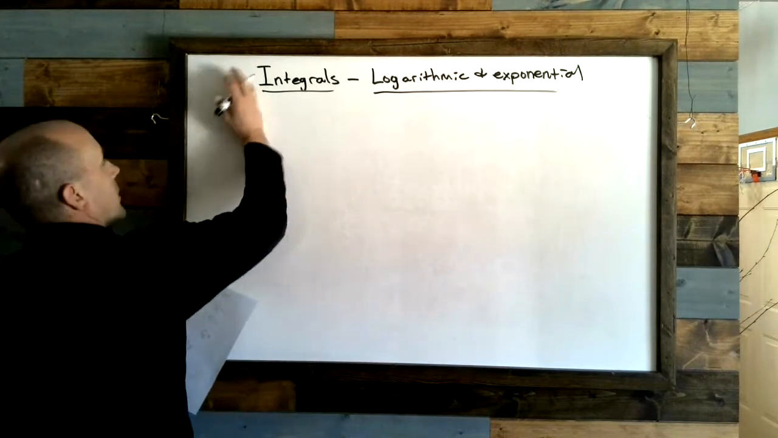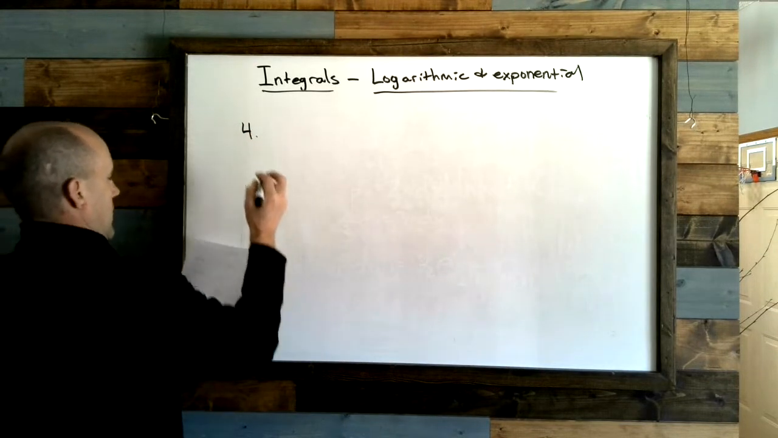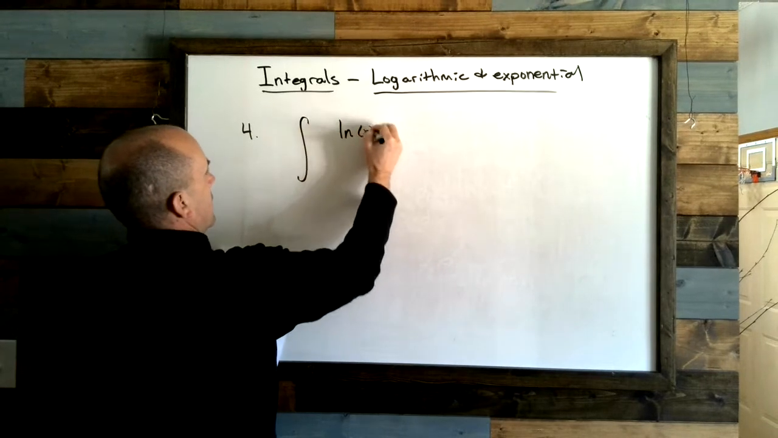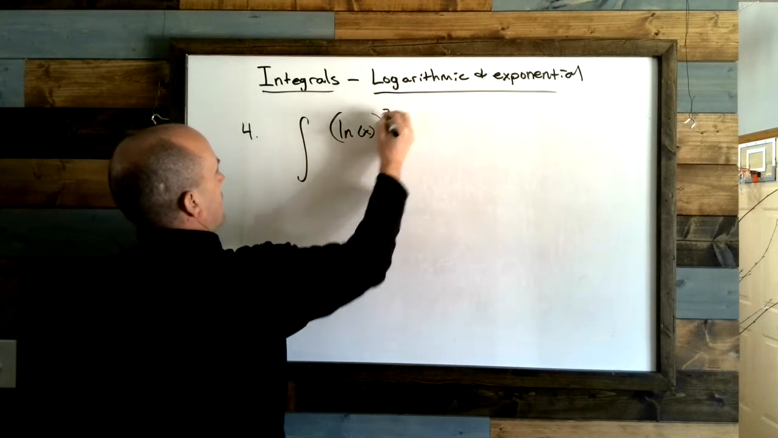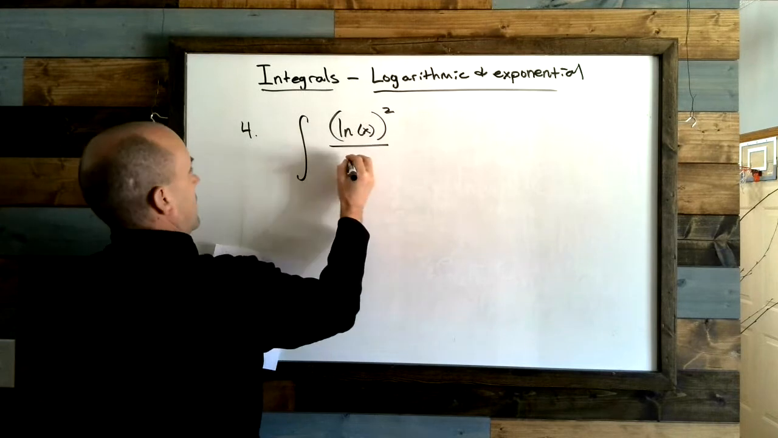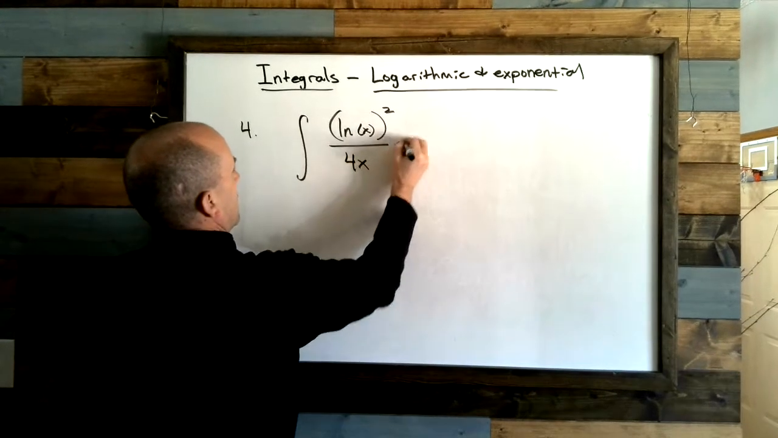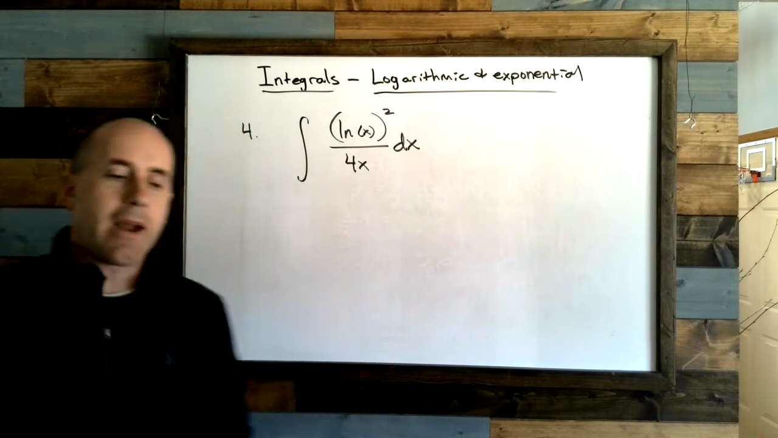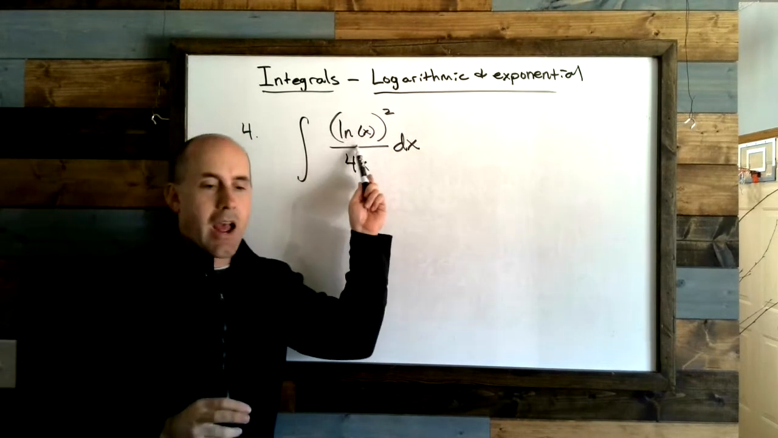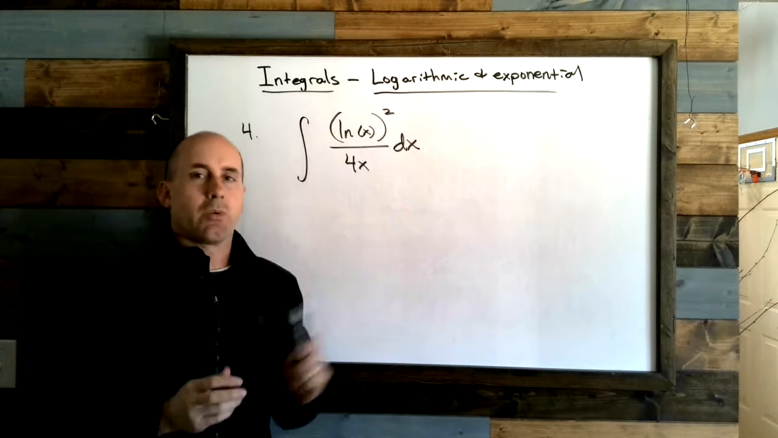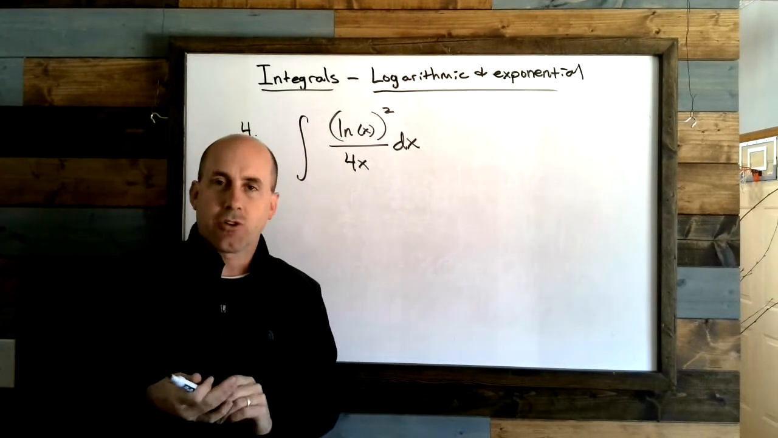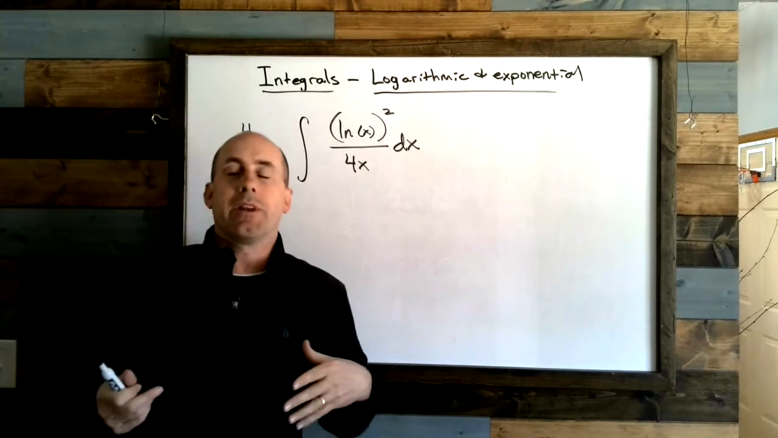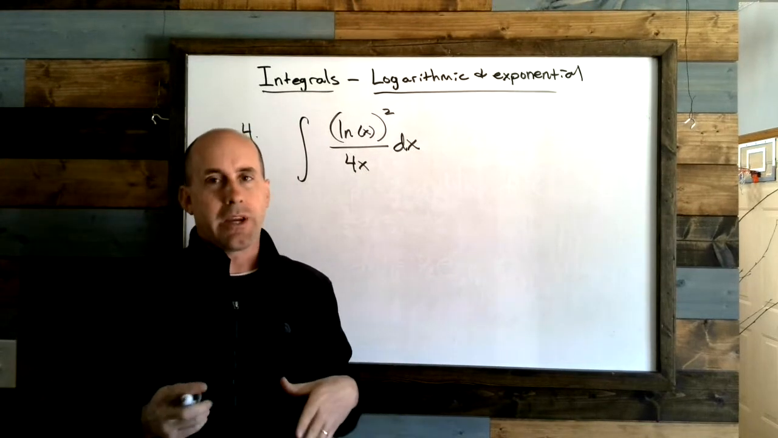Example number 4 is a little bit different. And what I recognize here is that I have this natural log of x being squared. And the derivative of natural log of x is 1 over x. As you can see, I have an x in the denominator. So that's going to really help me out.